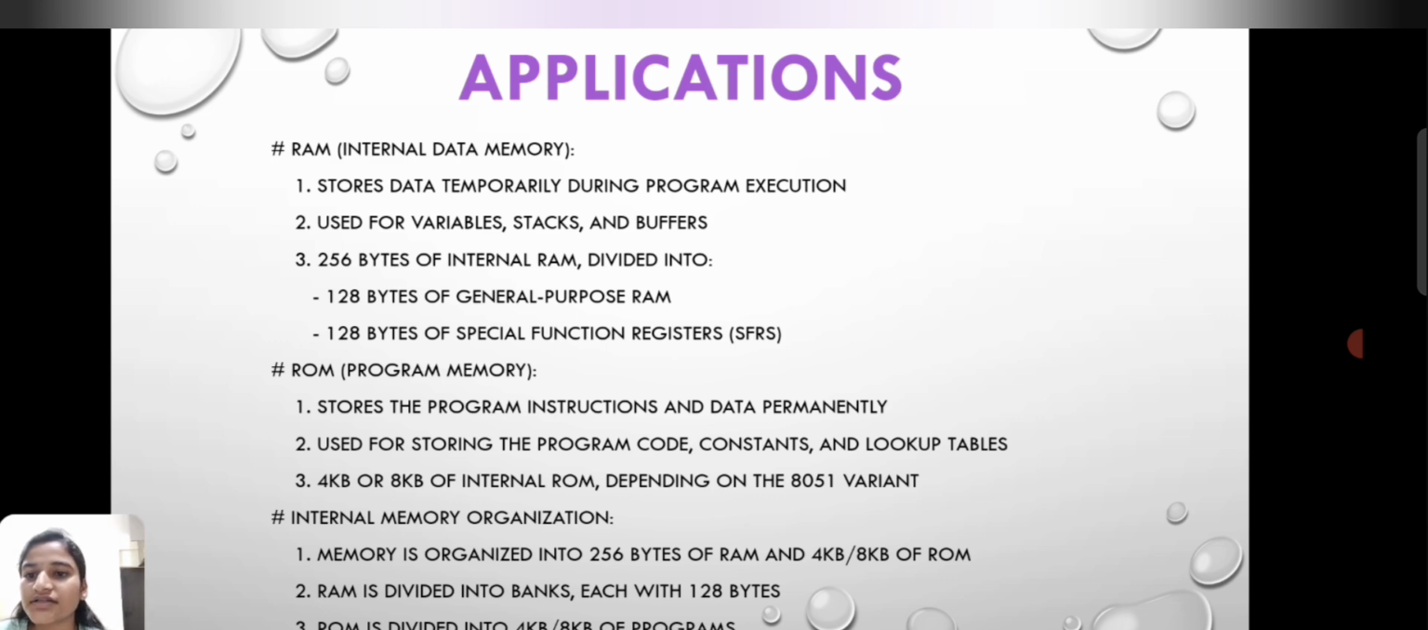And this internal memory is organized into 256 bytes of RAM and 4 KB or 8 KB of ROM. RAM is divided into banks each within 128 bytes. ROM is divided into 4 KB or 8 KB of programs.